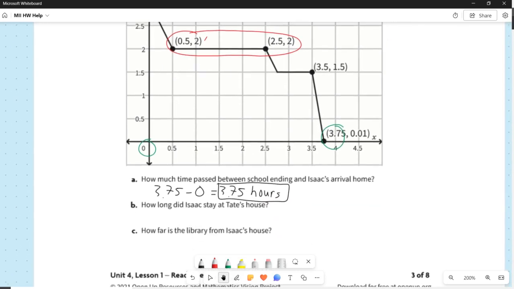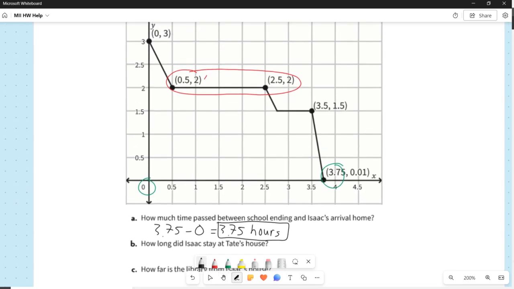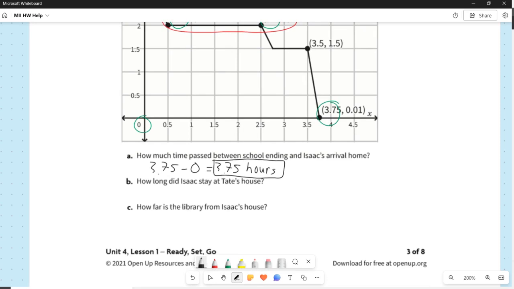So if we want how long did Isaac stay at Tate's house, well, he left at 2.5 hours, and he arrived at 0.5 hours. So the amount of time that he stayed there is going to be 2.5 minus 0.5. He arrived half an hour after school ended, and he left 2.5 hours after school ended. So that means that the total amount of time at Tate's house was 2 hours.